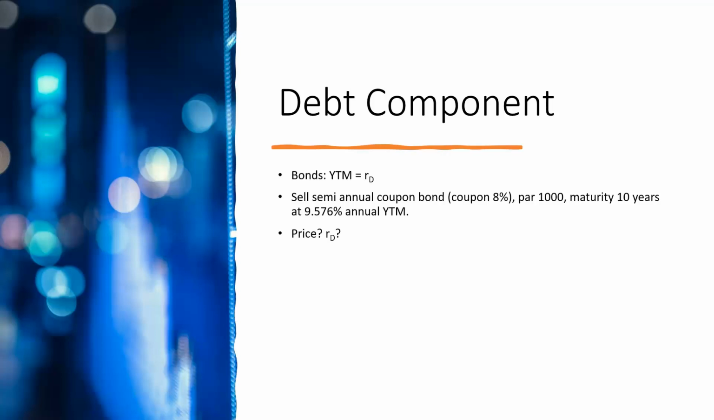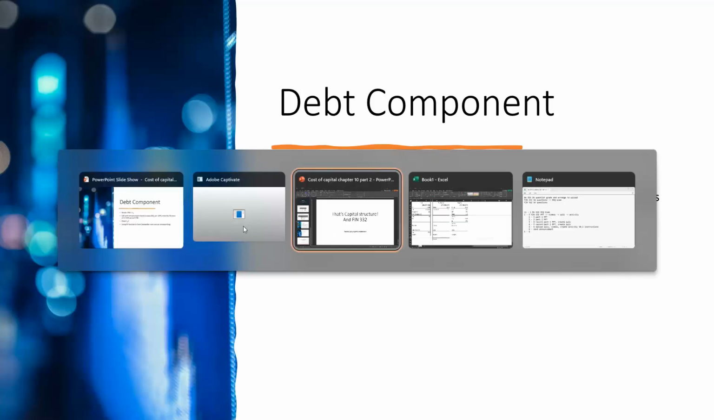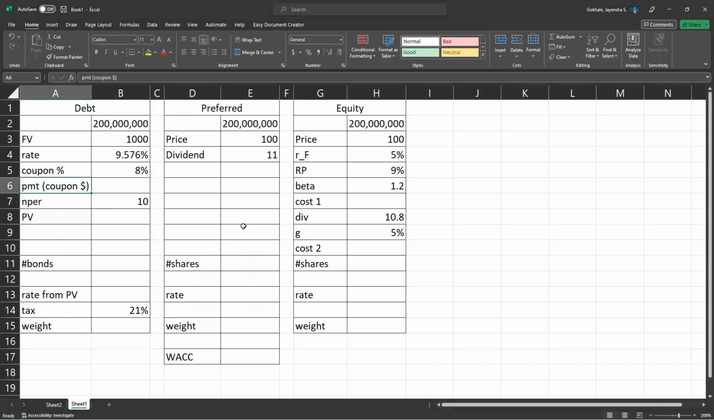And so the question really is, RD is known, it's 9.576%. What is the price at which we issue this debt, and how many bonds should we sell? To do that, we just have to use a PV function in Excel and make sure that semi-annual compounding is taken care of. So here, I've kept this Excel file ready so that we can quickly go over it. The payment is 8% divided by 2 because it's semi-annual, and 8% is an annual coupon, part of the face value. It is $40.